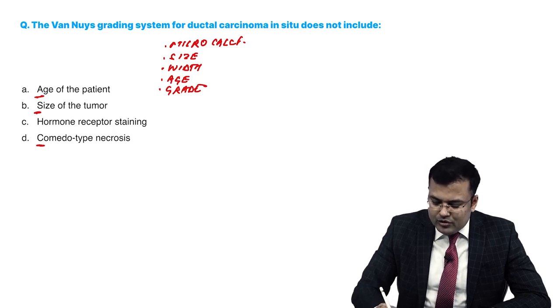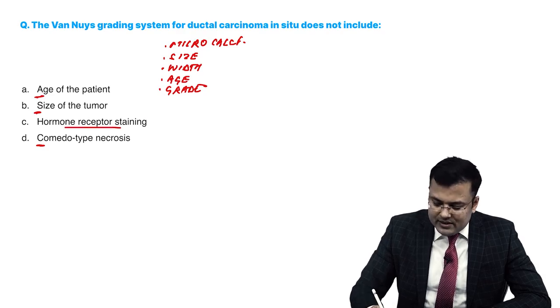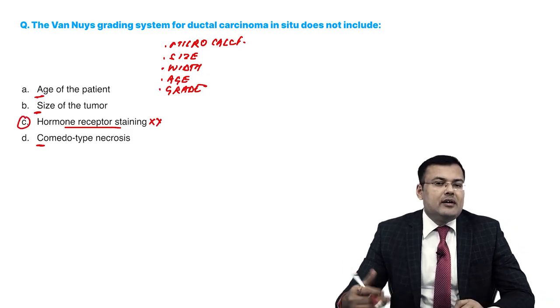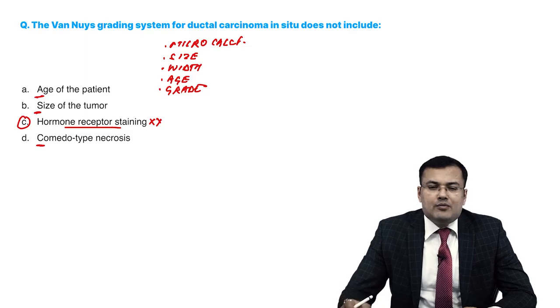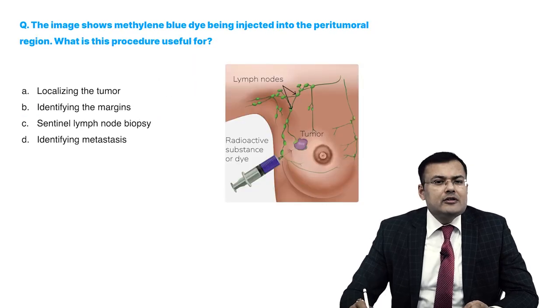So you can see age, yes, size of tumor, yes. Grading, you can see comedo-type necrosis. So this is on the basis of grading. Hormone receptor staining is not included. So the correct answer is C. So it is MICRO SWAG: microcalcification, size of tumor, width of margin, age of patient, grade of tumor. Clear? So this is MICRO SWAG. Correct answer is C.